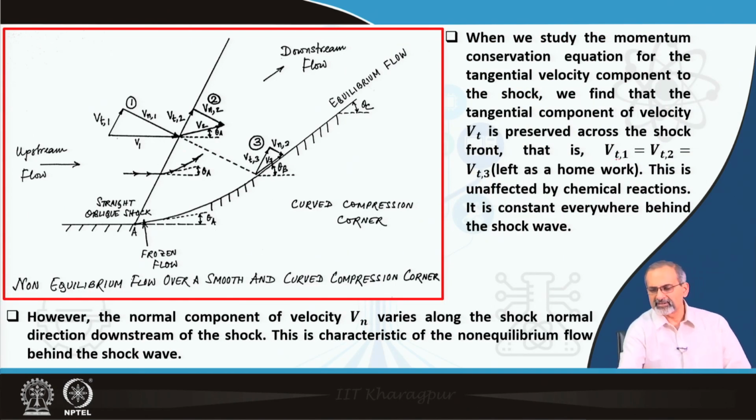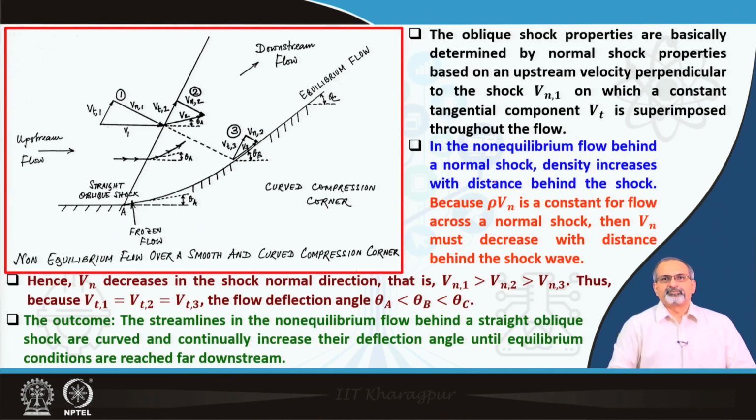You may recall in the previous lecture we had mentioned that chemical reactions do not affect the conservation of the tangential velocity component across the shock or even in the non-equilibrium region following the shock. In the inviscid case, it is more true. However, the normal component of the velocity varies along the shock normal direction. This is essentially because of the dissociation phenomena. And of course, if you look at the normal component of the velocity, the jump occurs between Vn1 and Vn2, that is basically the Hugoniot conditions that apply as far as the perpendicular velocity component is concerned.